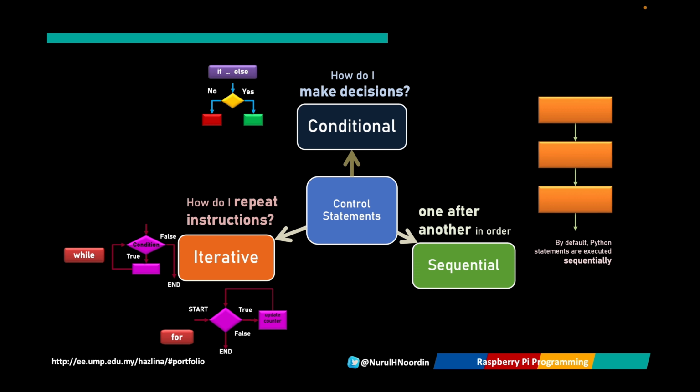Understanding these control structures, sequential, conditional, and iterative statements, is fundamental for writing efficient Python programs on Raspberry Pi. By applying these concepts, you can develop an interactive and automated system, enabling your Raspberry Pi to respond intelligently to users' input and sensor data.